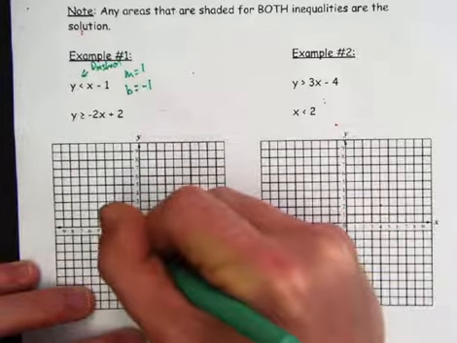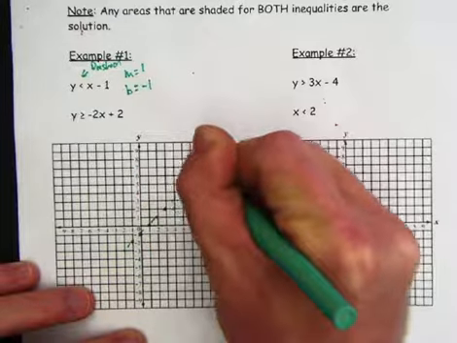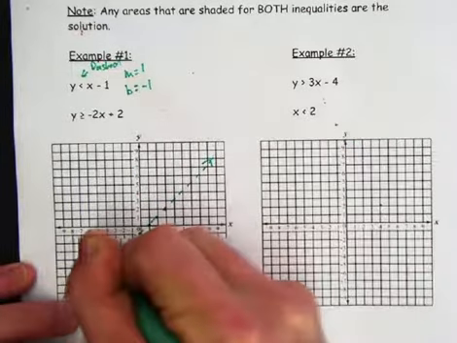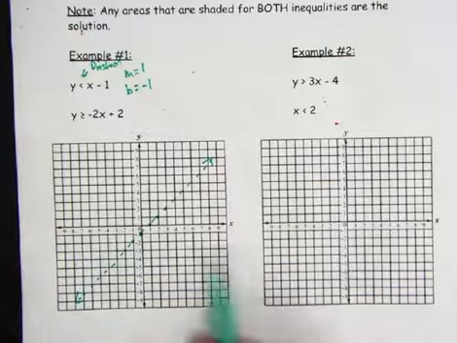Okay, it's a dashed line. So we're making a dashed line that goes like this. So here's our dashed line. We've now graphed the linear inequality. Now we've got to decide which side to shade.